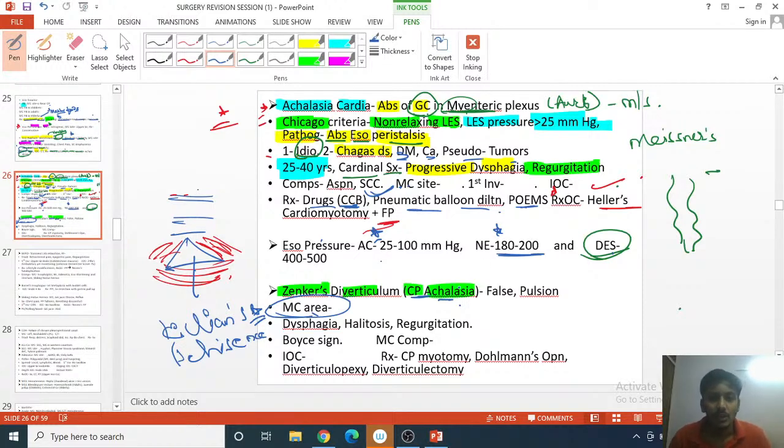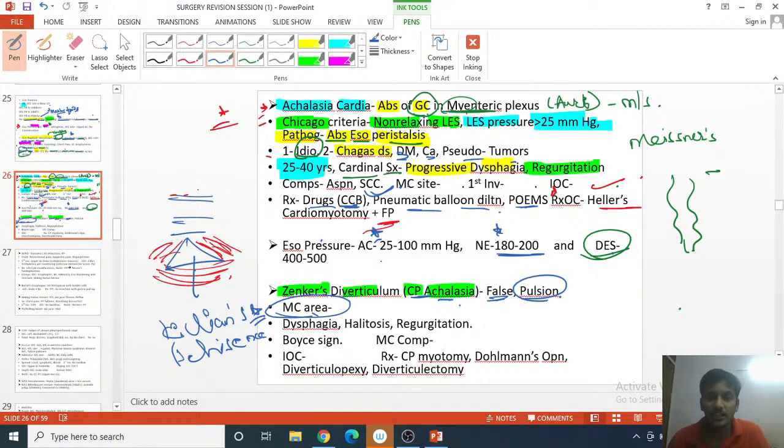Please remember. Okay, so Zenker's diverticulum is which type of diverticula? It is a false diverticula. False diverticula मतलब it does not contain all the three layers. Okay, so बस एक या दो layers होंगे. ठीक है, so if the diverticula contains all the three layers, it is known as true diverticula. If it contains one or two layers only, then it is known as false diverticula.